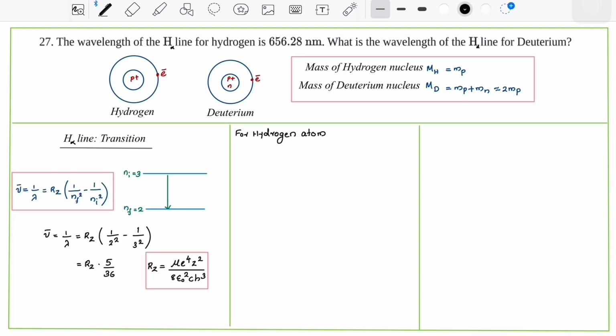Now for hydrogen atom, we can write 1/λh, that is the wavelength corresponding to H alpha line transition. 1/λh is equal to μh e⁴ divided by 8ε₀²Ch³ into 5/36, where μh is the reduced mass for hydrogen atom.